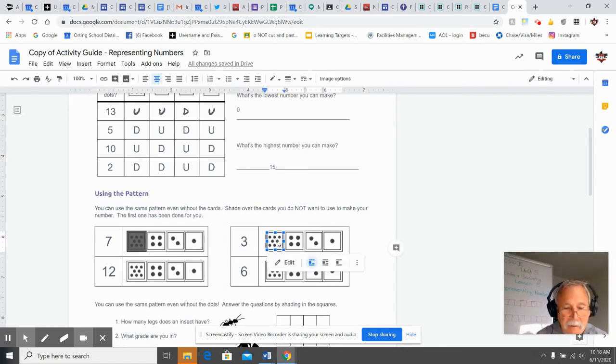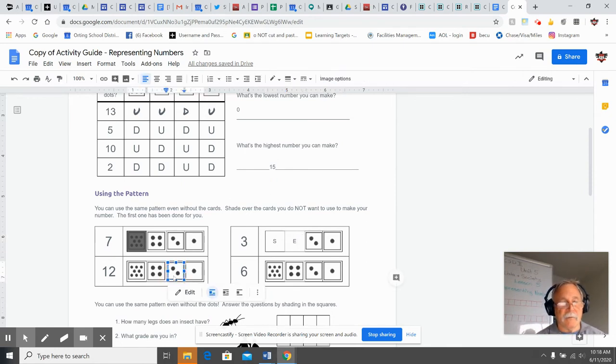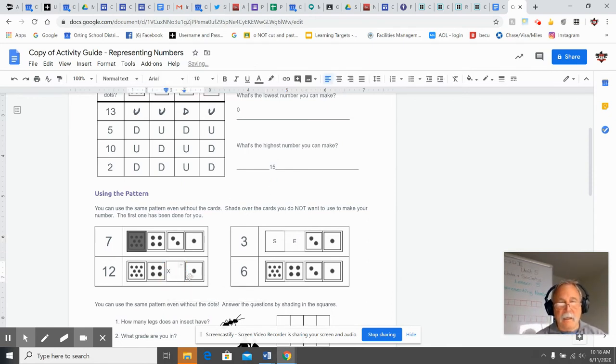Let's see. Let's go with, shade out that one. We shade out that one. And there we go. So now we have a 2 and a 1. I just put letters in here, so it's my way of shading it out. Makes it a little easier. Okay, now let's look at 12. We have 8 plus 4 is 12. We want to keep those two, so we shade out this one. And we shade out this one.